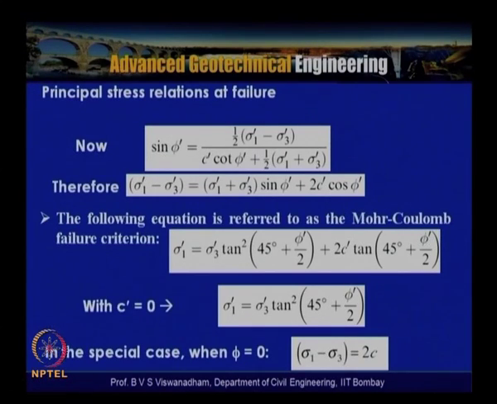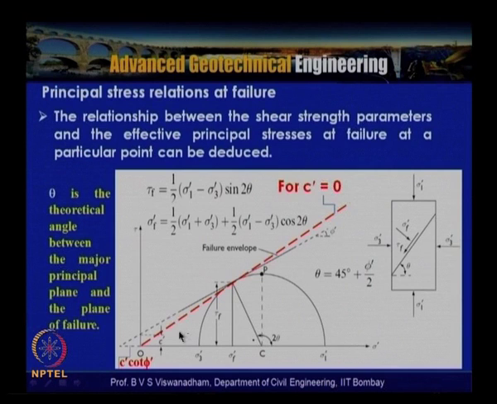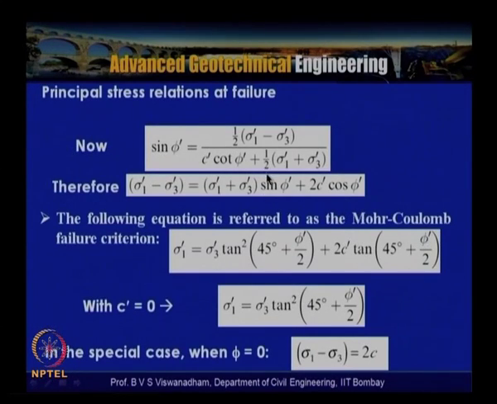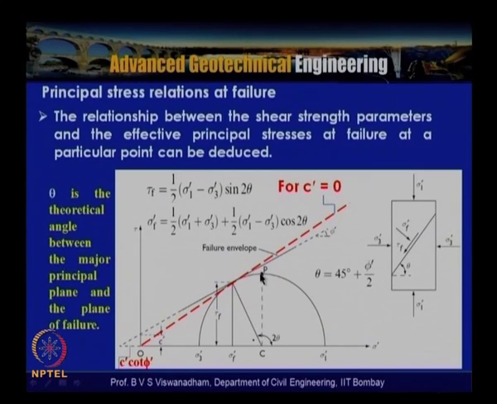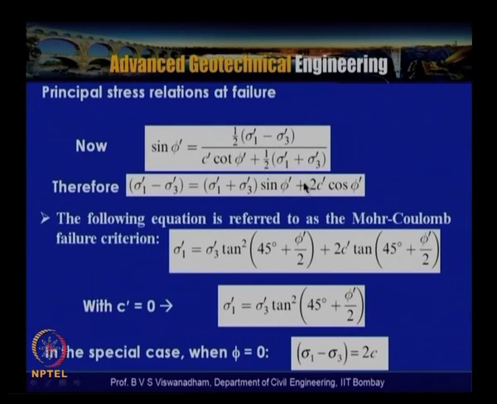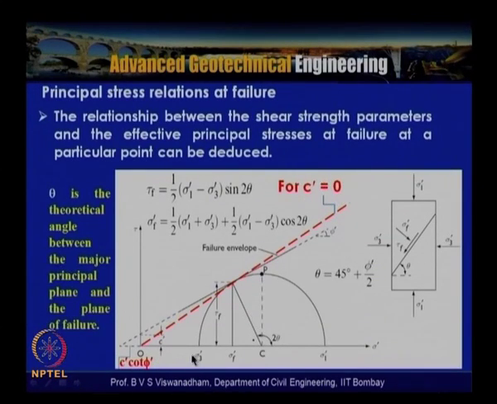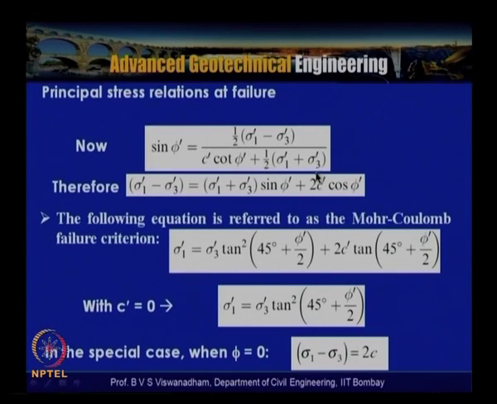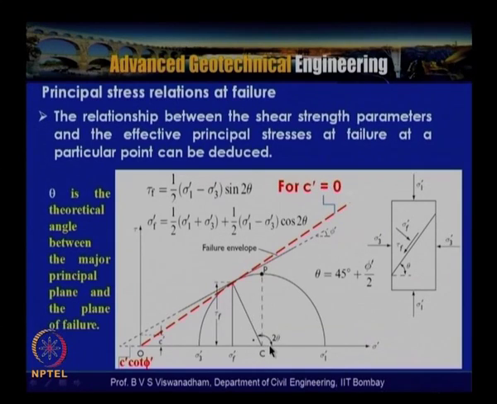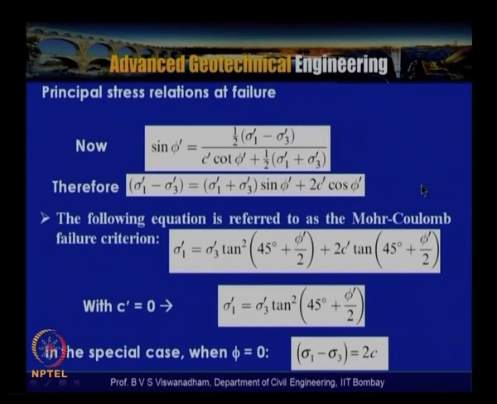From the geometry we can extend that sin phi dash can be written as half of sigma 1 dash minus sigma 3 dash, divided by c dash cot phi dash plus half of sigma 1 dash plus sigma 3 dash. That is c dash cot phi dash plus sigma 3 dash plus sigma 1 dash minus sigma 3 dash by 2, and with that we get this horizontal ordinate. So, sin phi dash is equal to half of sigma 1 dash minus sigma 3 dash divided by c dash cot phi dash plus half of sigma 1 dash plus sigma 3 dash.